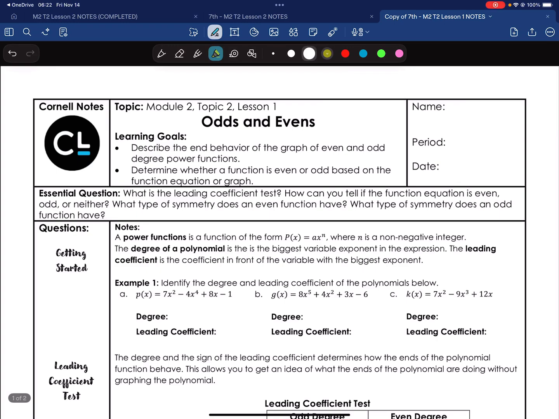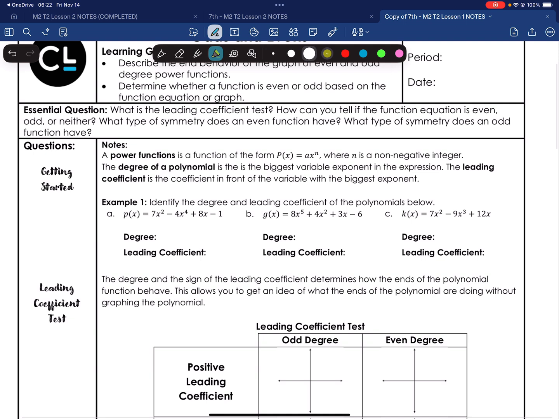In this video, we're going to go over Module 2, Topic 2, Lesson 1. So it says a power function is a function of the form p of x equals a times x to the n power, where n is a non-negative integer.